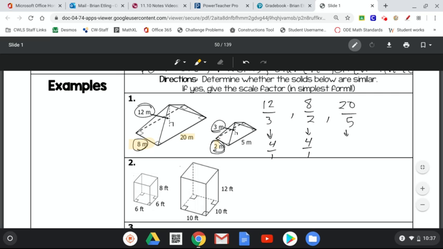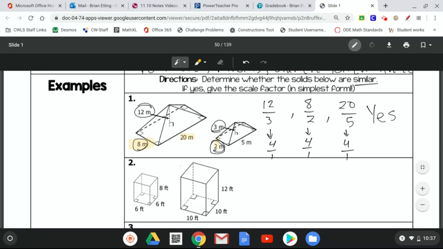All right, so we're finishing up number 1. So 20 divided by 5, again, if you just do 20 divided by 5, you're going to get 4 over 1, or just 4, okay? So for this one, are they similar? Yes, they are.